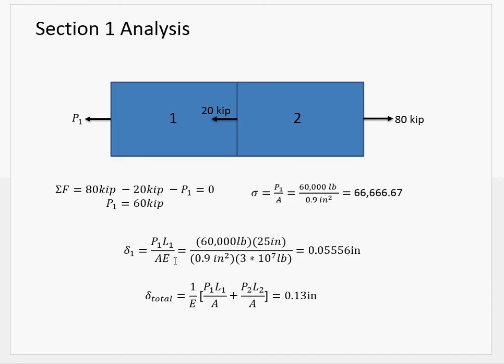When you're going for your elongation, only use the length of the section you're analyzing. So we only use L1, the length of section 1. Do not add on the length of section 1 onto section 2. Otherwise, you'll get the wrong values. And you can see here, it's just 25 inches.